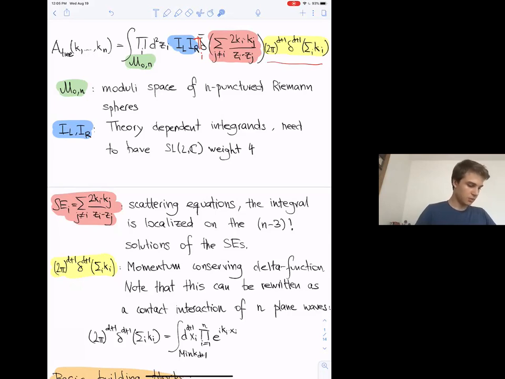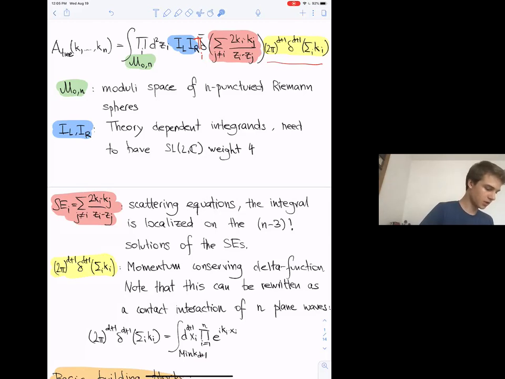Okay, so let me also point out, which I wrote here, that the momentum conserving delta function you could understand as an interaction of plane waves on Minkowski space. So it's just this integral. That might not seem very deep, but it will be important when we consider the AdS version.